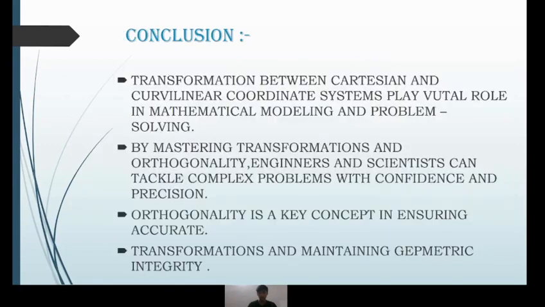In conclusion, transformations between traditional and curvilinear coordinate systems have a vital role in mathematical modeling and problem solving. Advanced transformations help engineers and specialists tackle complex problems of coordinate representation. Orthogonality is a key concept in ensuring accurate transformation and maintaining geometric integrity.